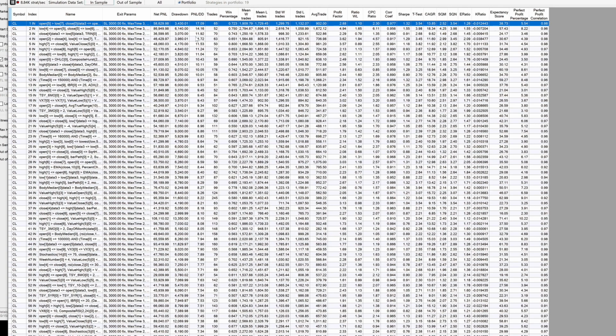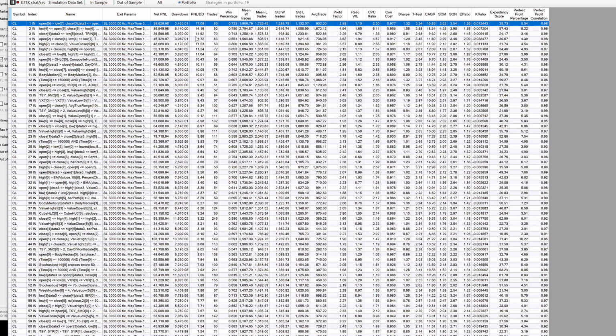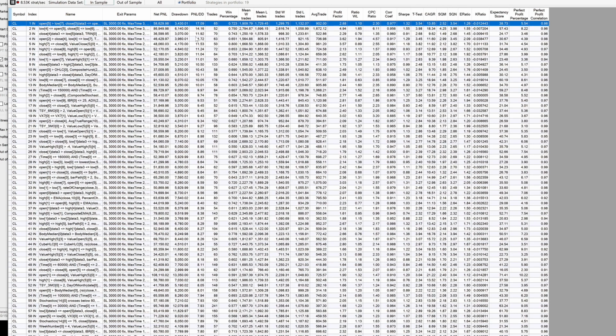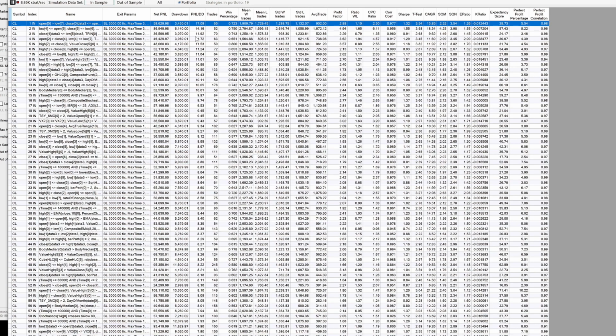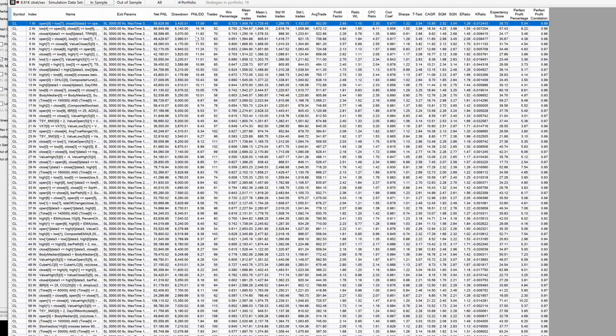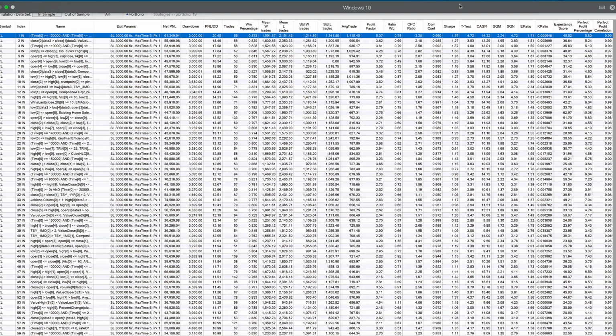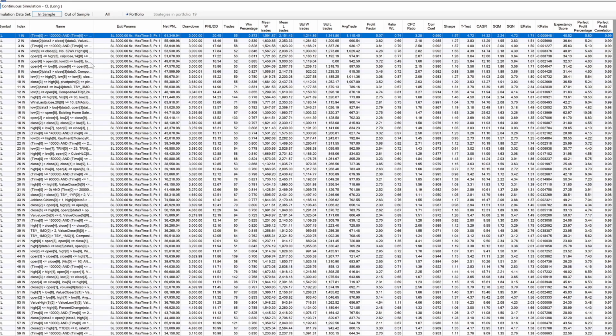And you can see every few seconds that this table is getting refreshed with new strategies that are producing better results based upon that metric than we've done before. So we're going to pause this and let this run for a couple minutes. Okay, I went ahead and stopped the simulation.